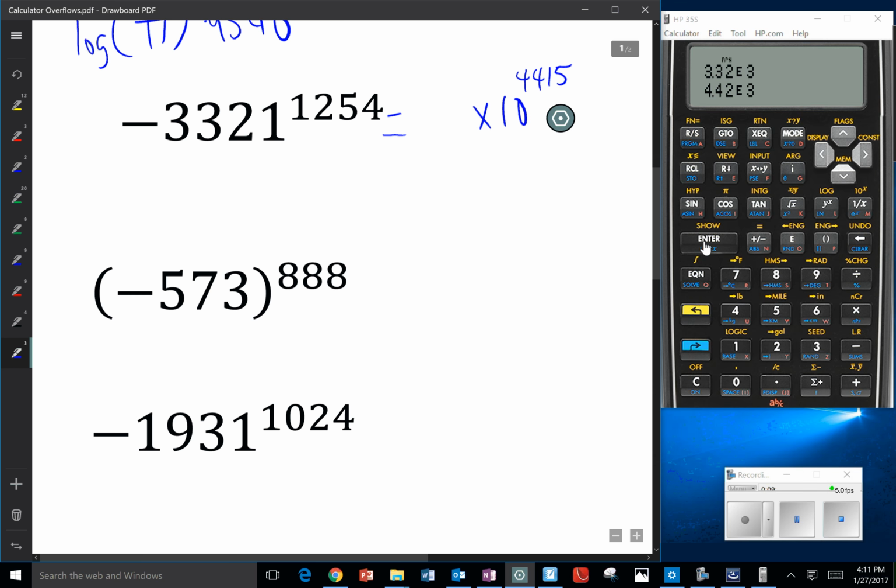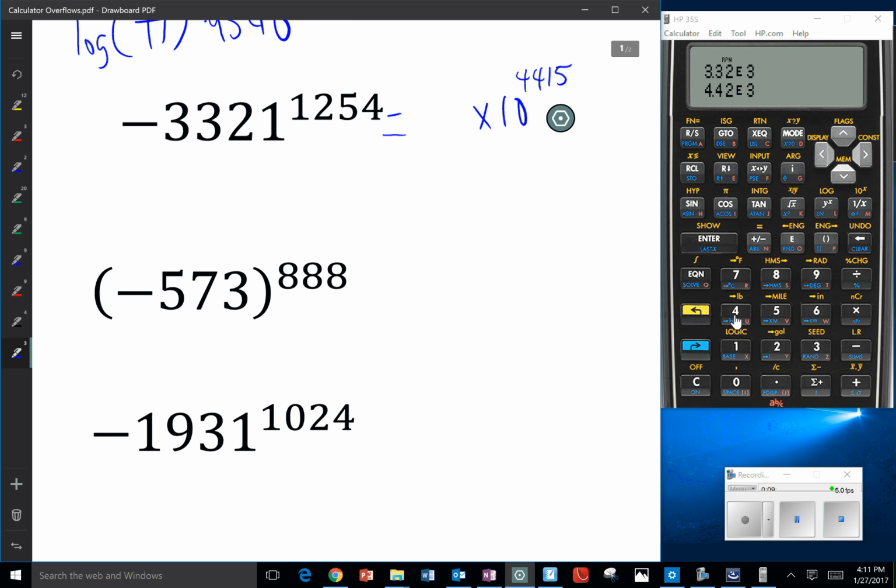Right? Now I want to get rid of everything, once again, that is not the decimal. So everything that's left but the decimal needs to go away. So I'm going to get rid of 4415. I subtract it, and I get 6.71 times 10 to the negative 1, which is a decimal.